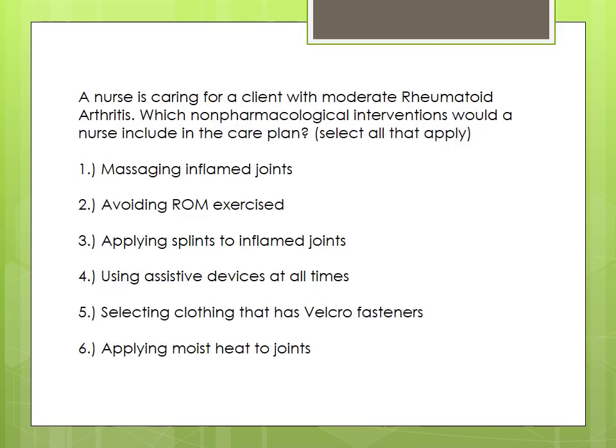So supportive non-pharmacological measures include applying splints to rest inflamed joints, using Velcro fasteners on clothing to help with dressing, and applying moist heat to joints to help to relax the muscles and relieve pain. Inflamed joints would never be massaged because doing so can aggravate inflammation. And a PT program including range of motion, exercise, and individualized therapeutic exercises helps to prevent loss of joint function. Assistive devices would only be used really when marked loss of range of motion occurs. So the answer here is 3, 5, and 6.